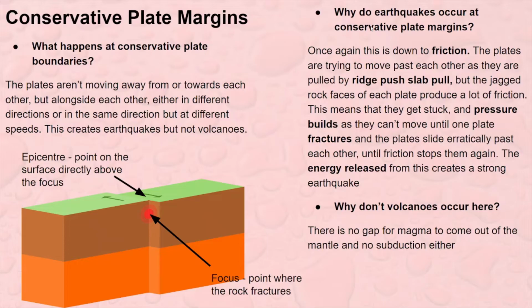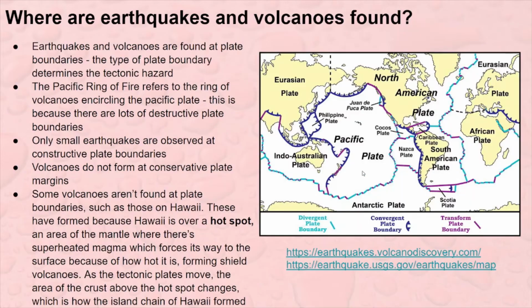Again, we get earthquakes due to friction, same way as destructive plate boundaries. The jagged rock faces can't slide past each other easily. Friction builds, pressure builds because they're trying to push past each other, but they can't. And eventually, one plate will fracture, so crack or break. And this releases energy that creates a strong earthquake. So that's your plates, that's how and why they form.